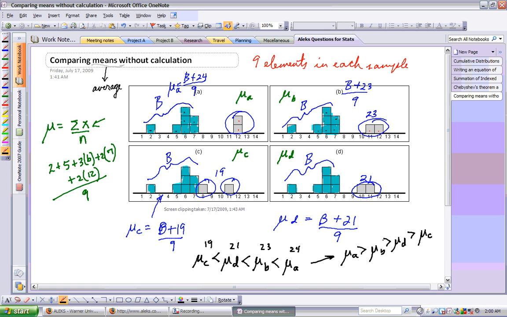And that's how you do it. That's how you compare means, not without any calculation, but without figuring out what the actual mean is. There is some calculation in there, but you never actually have to figure out what any of these values are to know that C is smaller than D is smaller than B is smaller than A. And I hope that was helpful to you. And I guess that's all for now.